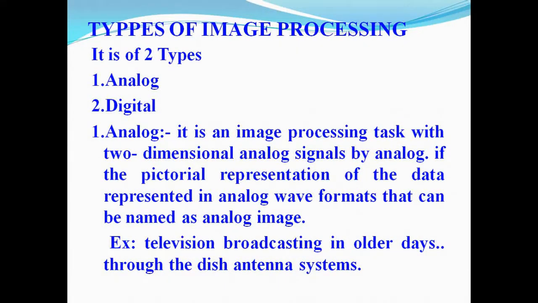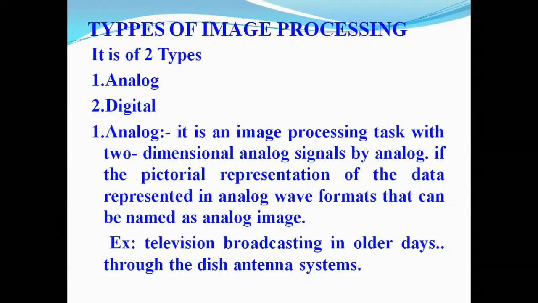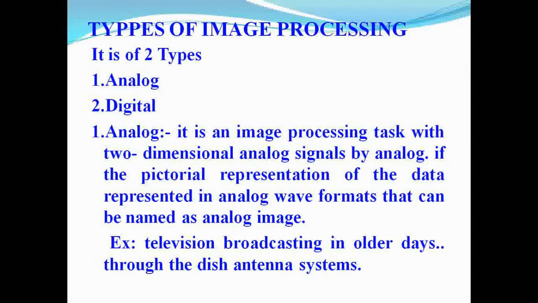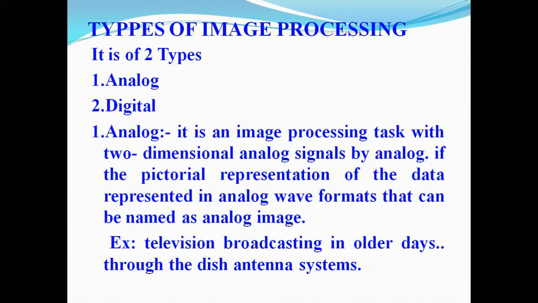First, what is meant by analog mechanism? It is an image processing task with a two-dimensional analog signal. Analog is nothing but a wave form process mechanism. If the pictorial representation of the data is represented in analog wave formats, that can be named an analog image. You might observe some images represented in wave formats. Such images are called analog images. For example, television broadcasting in older days.